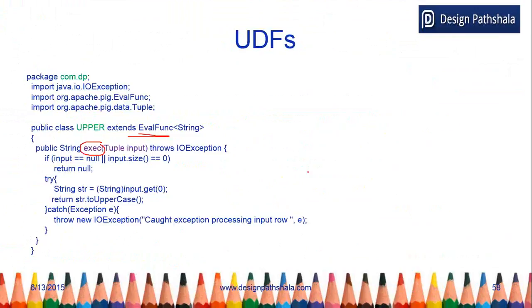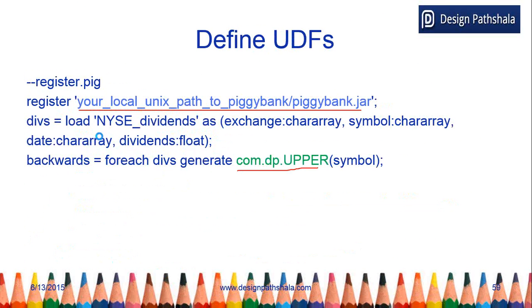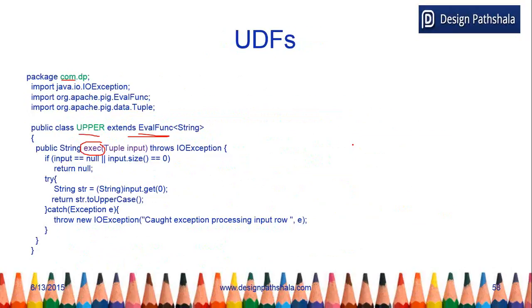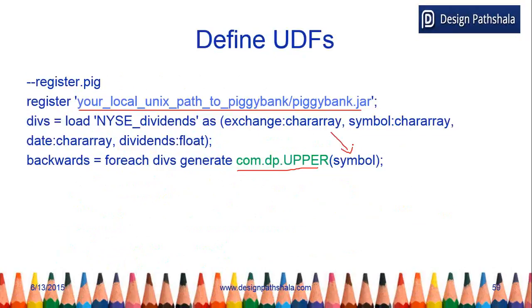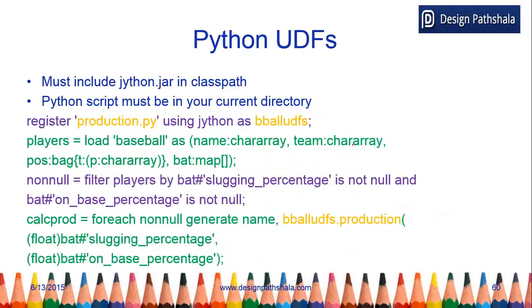So com.dp.upper is the fully qualified name of that class, and just pass in the parameters. By default this execute function will be triggered, and its output would be sent as the output. But again, if you are not acquainted with Java, you can use any other language. If you have to write in Python, I just register the Python file, and JPython is basically used to run Python, and I just give the function name and use that function. So you can create your own UDFs, or you can use the UDFs already there in piggybank.jar.